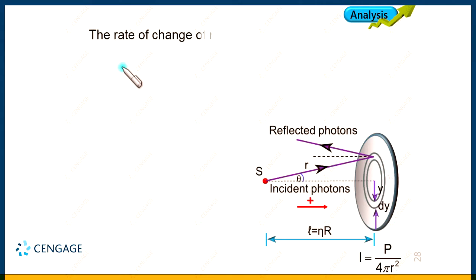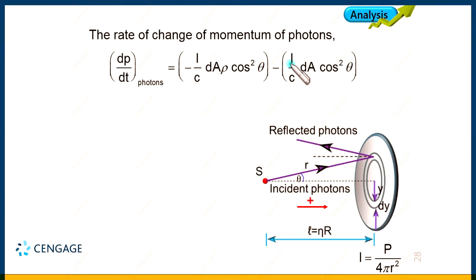And now, let us write the rate of change of the momentum of the photon incident on the plate, this value final and this value initial. Now, we can take I divided by C and dA cos square theta and also the minus sign as common. So, this value will be equal to I divided by C dA, rho plus 1, multiplied by cos square theta. The magnitude of this will be the force exerted by radiation on this ring. This is dFn, and the direction is rightward.